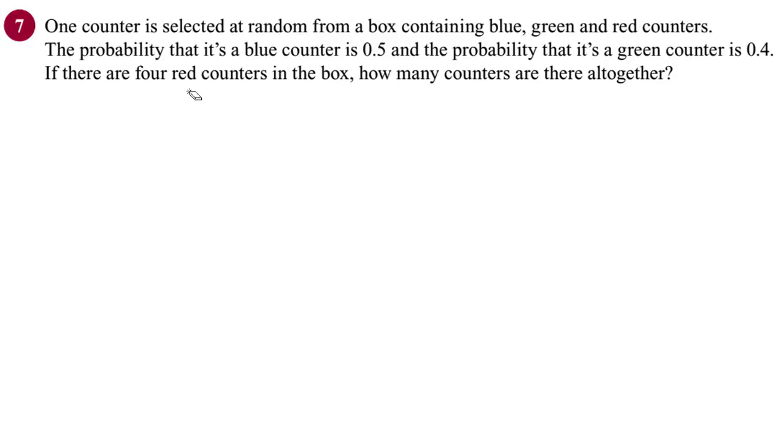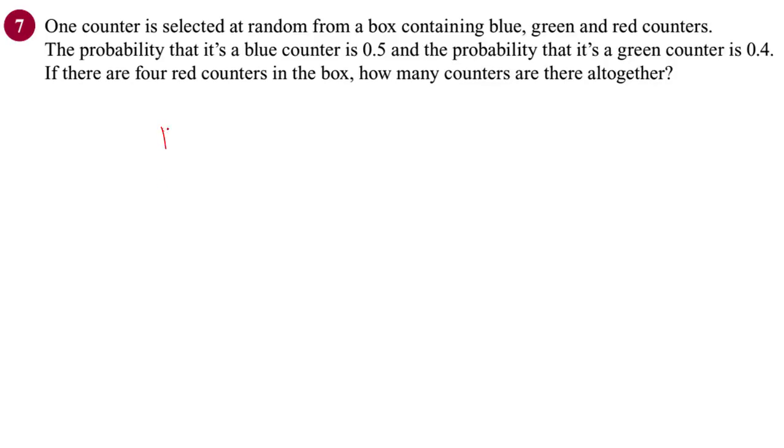Okay, they're not asking us the probability of picking a red counter, but they're basically asking us how many there are. Now, to do that, the first thing you need to do is to work out the probability that it is a red counter, before you worry about how many there are. Now, remember that in that particular box, the probability of everything is going to add up to 1.